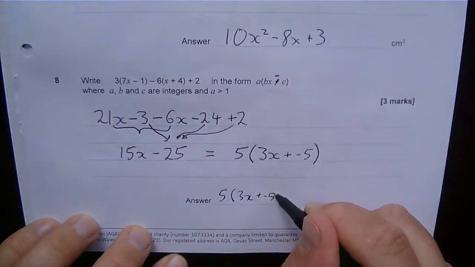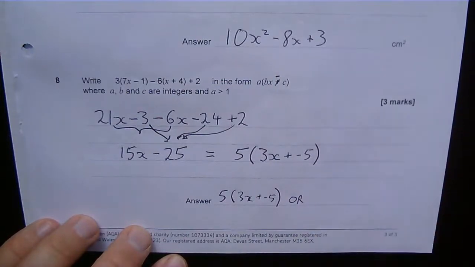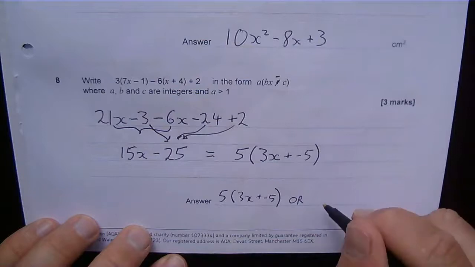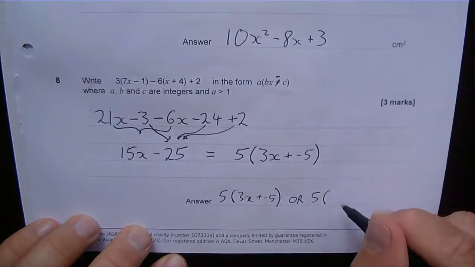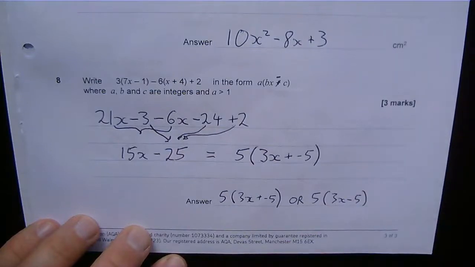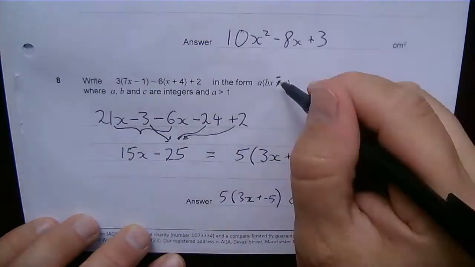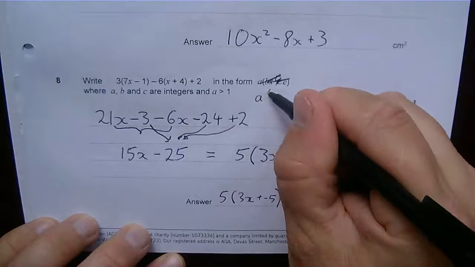So you can write this 5 3x plus minus 5, but that's really messy, so I would rather write 5 3x minus 5.